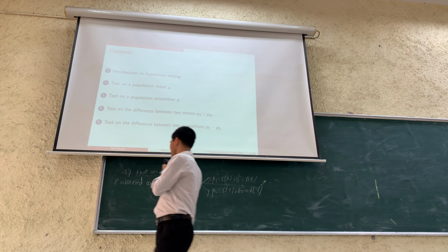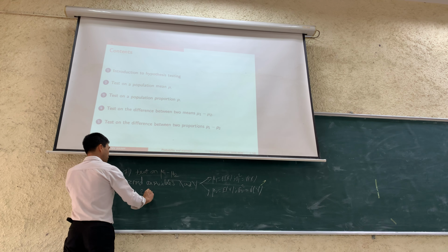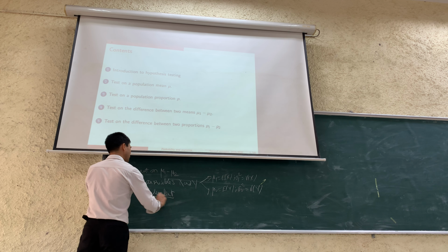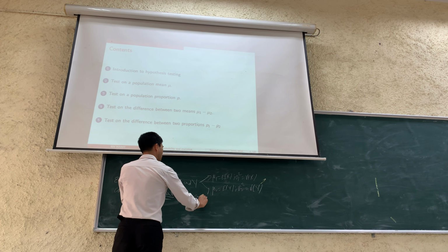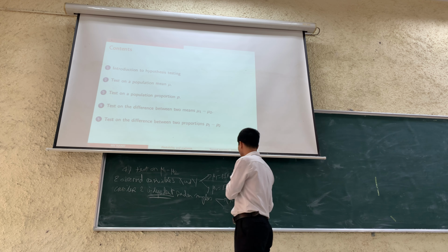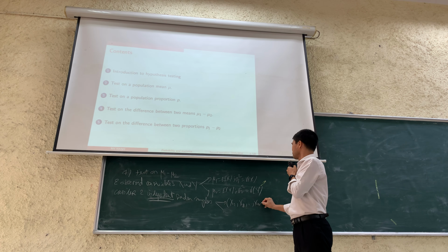And then we consider two independent random samples. The first sample taken from the population x is x1, x2, to xn.